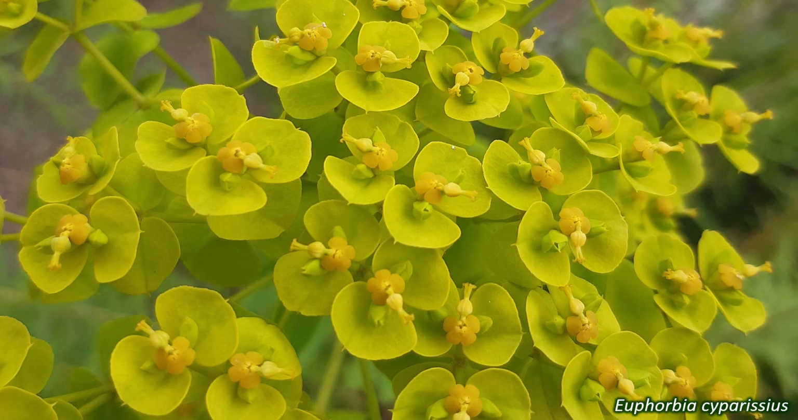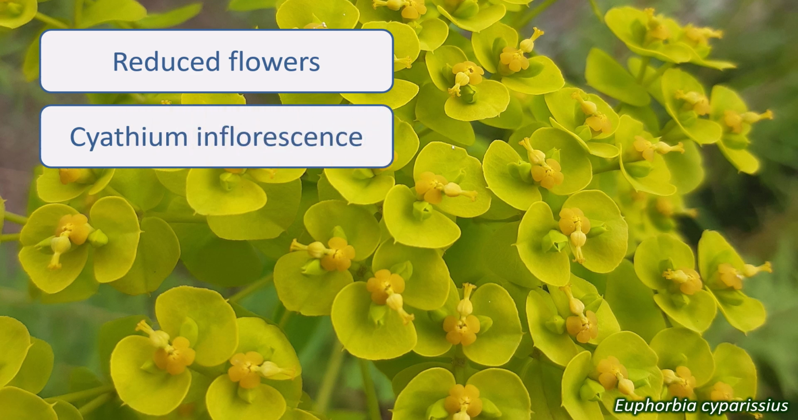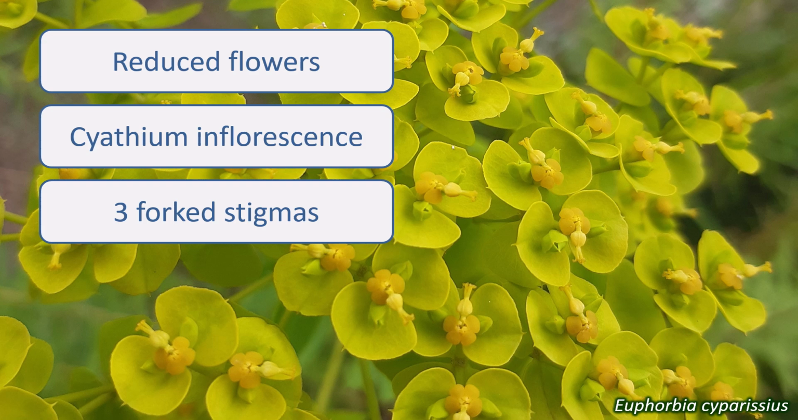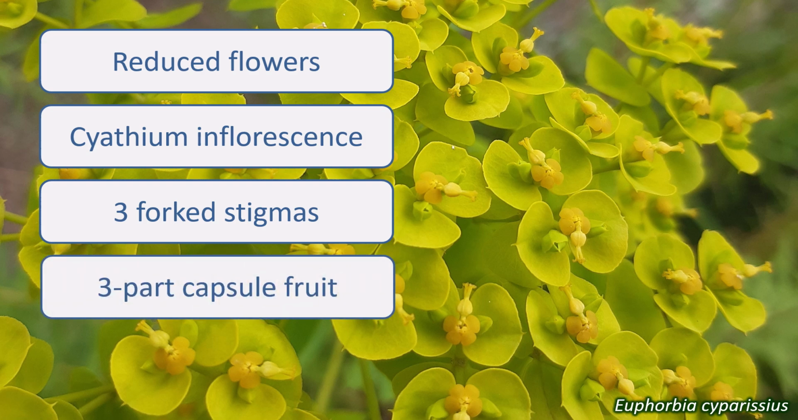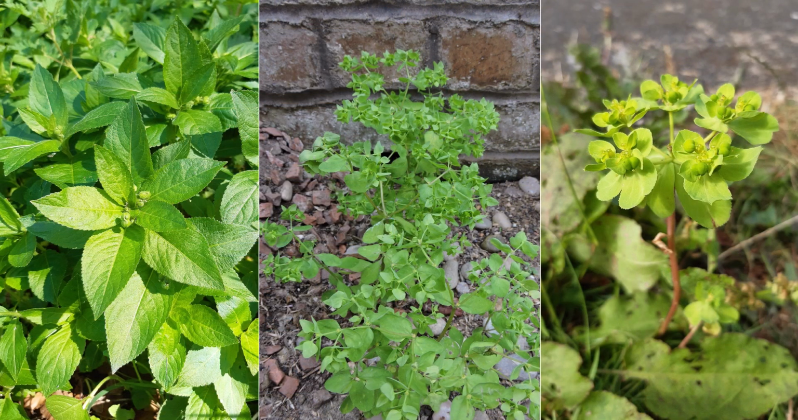So, if the plant you're examining has green flowers with reduced parts, either separate female and male plants, or flowers grouped into a cup-like cyathium surrounded by conspicuous bracts, they have 3 forked stigmas, capsule fruits with 2 or 3 sections, and opposite or alternate leaves, it's worth checking out the Euphorbiaceae, particularly if the plant exudes a milky sap. See if you can find any of these three species next time you're out and about.